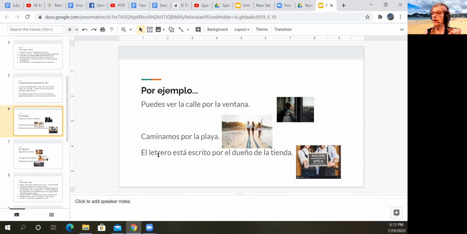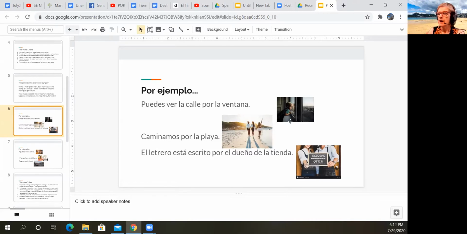Por ejemplo, puedes ver la calle por la ventana. You can see the street through the window. And por ver, when you say puedes ver la calle, you can see the street, whatever comes after the word por, it's happening at the same time. Por la ventana does not mean for the window. Por there tells you through the window.